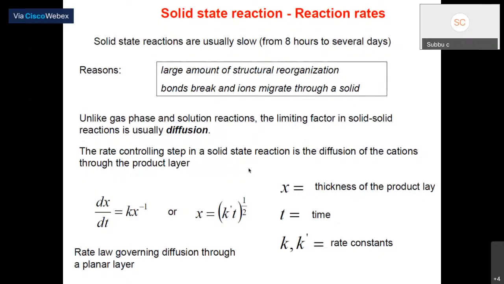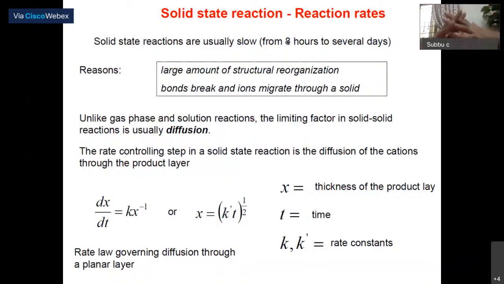Now what the temperature helps with is this: since a large amount of structural reorganization is needed, the bond breaking of the old ones and bond forming of the new ones requires a certain amount of energy. Once you provide some energy, there is something called diffusion. Through the diffusion, one side moves to the other side. It's like you put two hands next to each other, the way I'm putting it and rubbing it like this.